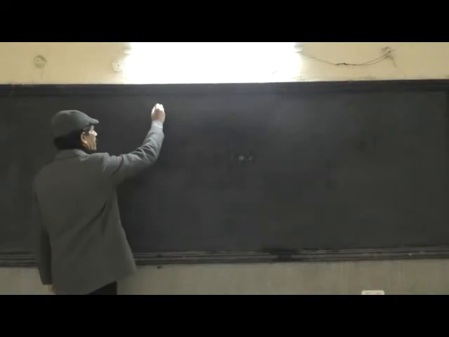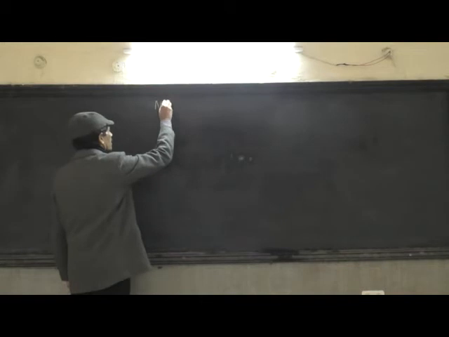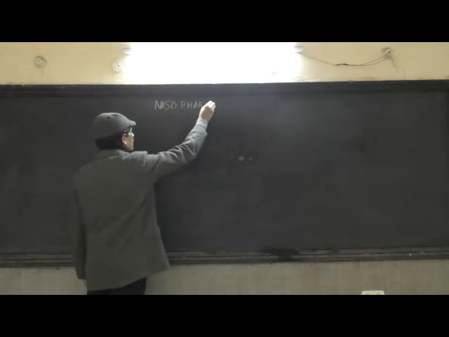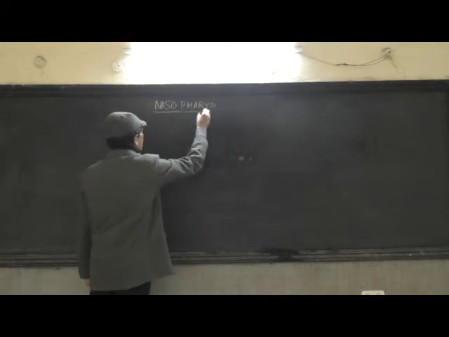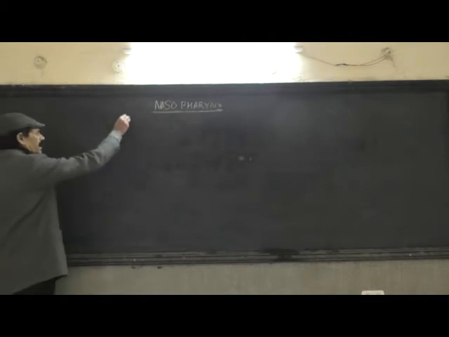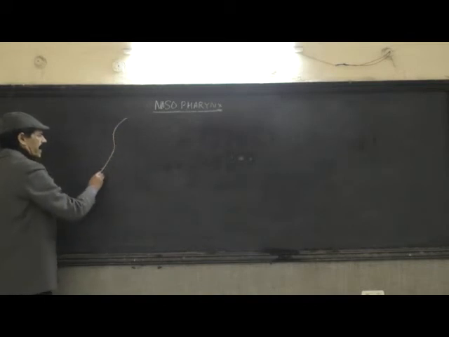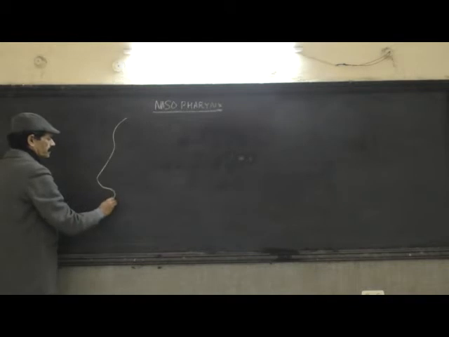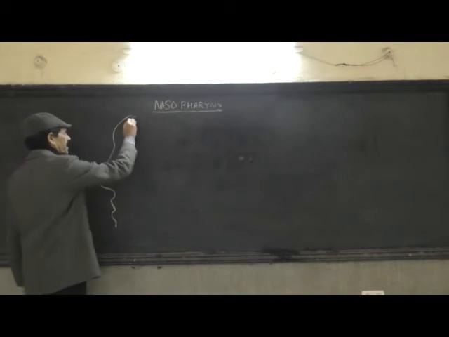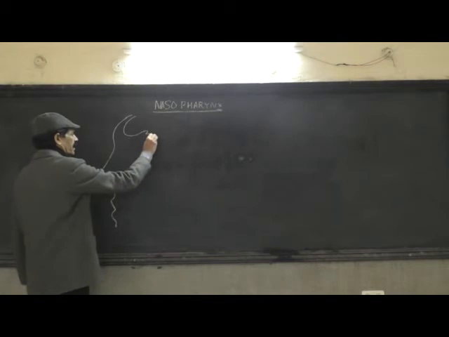Today we will do the nasopharynx. So the nasopharynx is the uppermost part of the pharynx which develops from the foregut, and it lies behind the nasal cavity, or you can say that anteriorly there lies the nasal cavity.